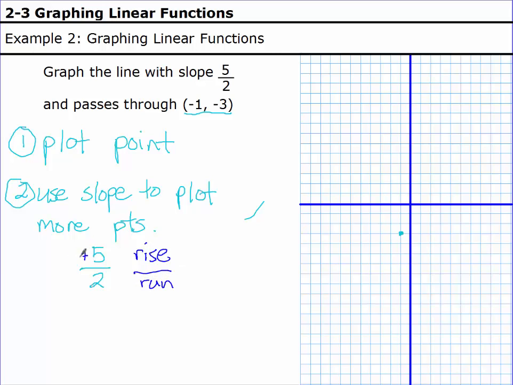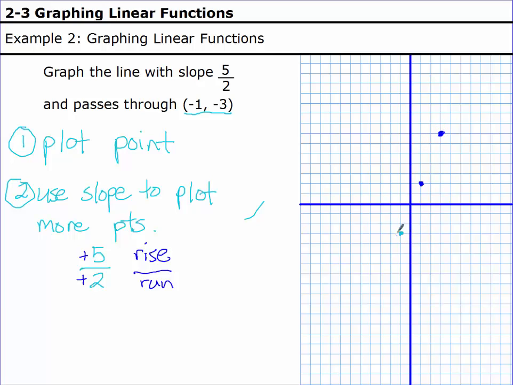And since these are both positive numbers, I'm going to go in the positive direction for rise and run. So rise, positive, that's up. 1, 2, 3, 4, 5. And run, positive, is right. 1, 2. Plot a point there.